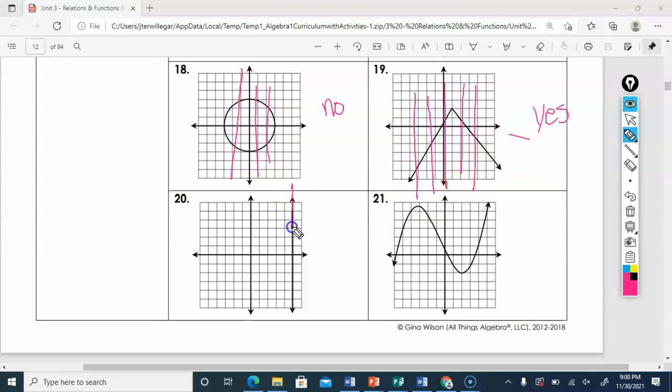20, it is a vertical line. So no. It hits it infinitely many times. And 21, my vertical lines only hit it once. So it's a yes.